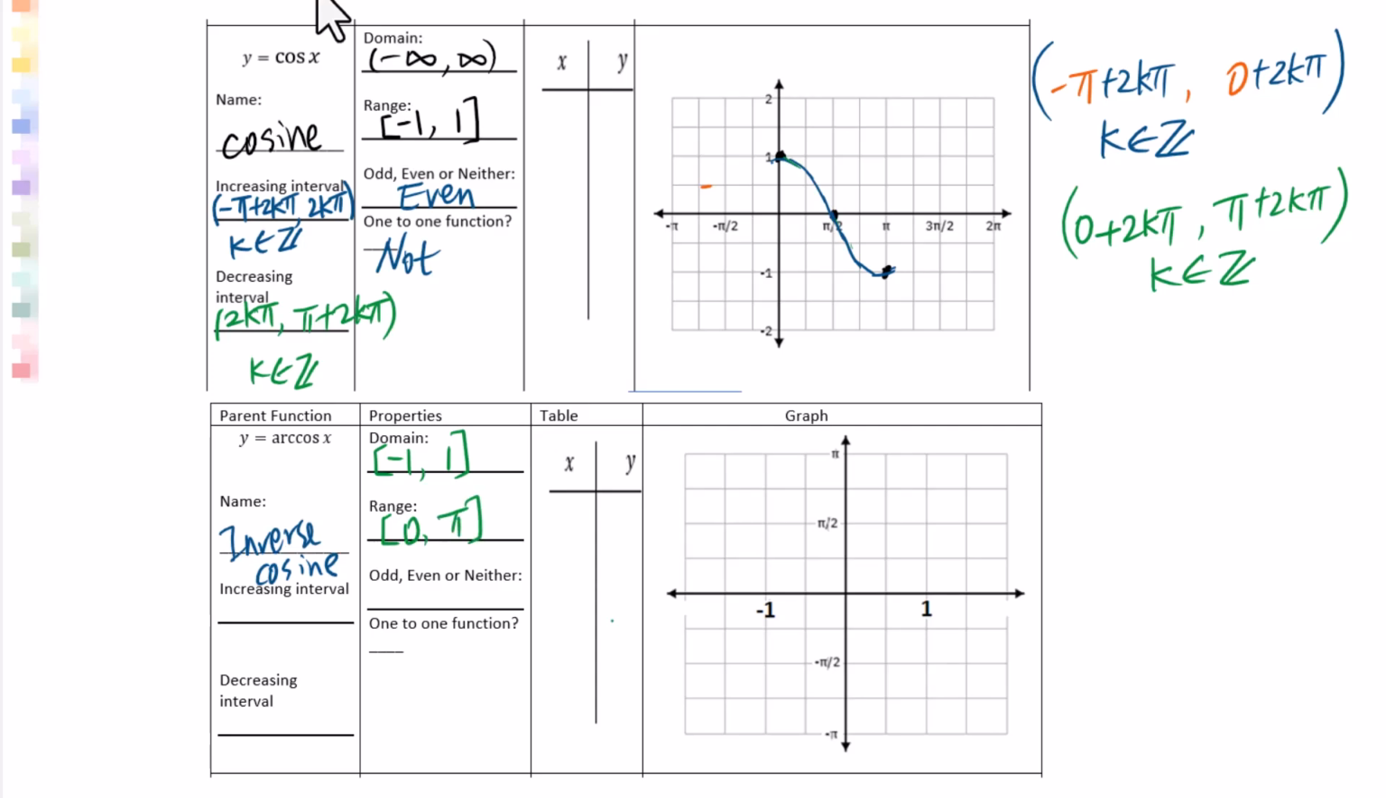Let's create a table: 0, pi over 2, pi. Cosine 0 is 1. Cosine pi over 2 is 0. Cosine pi is -1. Let's add pi over 4 and 3 pi over 4. Let's plot these points. Then sketch the graph by connecting these points smoothly.